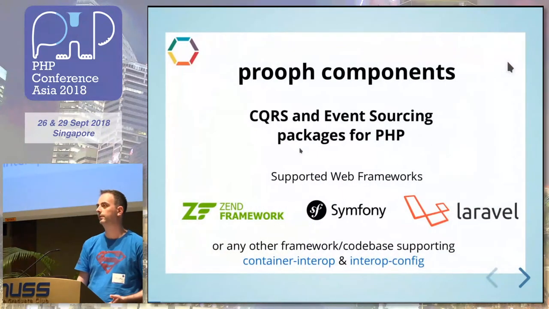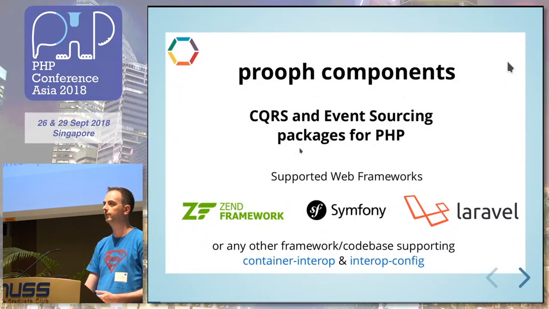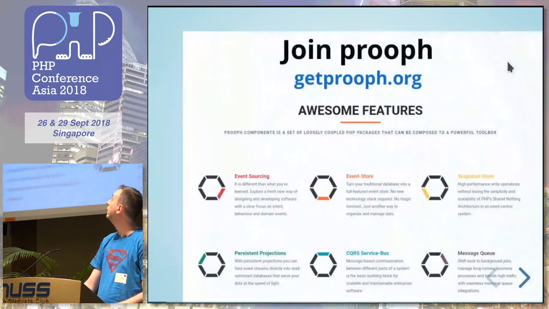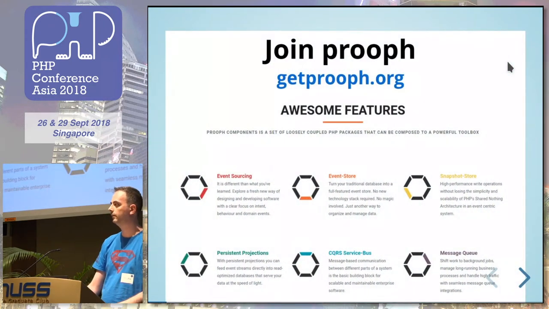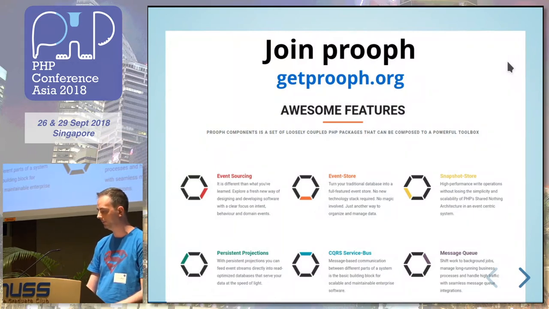The Proof components are a bunch of components for CQRS and event sourcing in PHP, and we also support a bunch of web frameworks and any other library that is using the PSR containers. And we have a great website. You can check it out and see what else is available there.